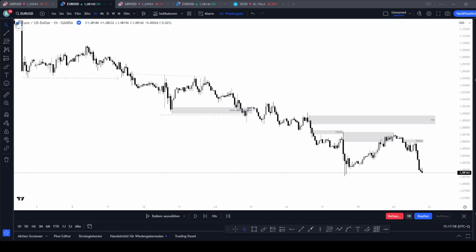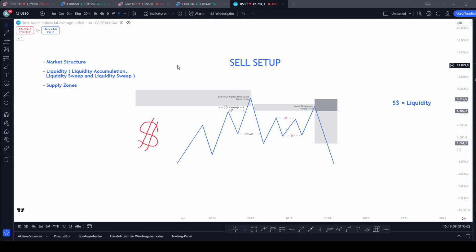My analysis started from the 1 hour time frame, but before we get into the charts, I would like to show you a diagrammatic representation of my setup. So basically, the trade I took was a sell trade, and this is my sell setup. And in taking my trades, in general, I focus on three concepts: market structure, liquidity, and supply zones.